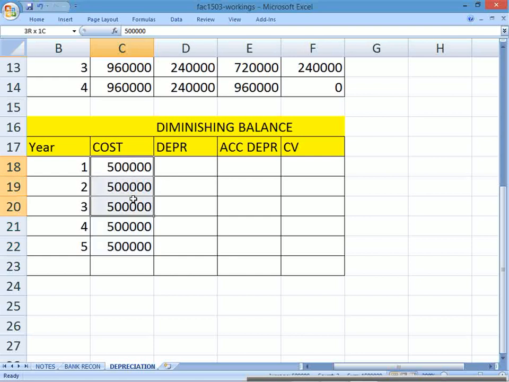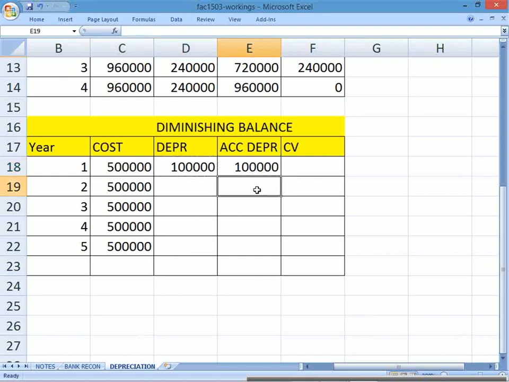Cost will stay the same. It will never ever change, because you can't undo the past. If you buy something for 500,000, you bought it for 500,000. Depreciation, well, it was 5 years, right? So I can either times by 20%, or I can divide it by 5. You can decide what you want to do. I'm going to divide by 5. I'm going to get that. If you times by 20%, you're going to get the same figure.